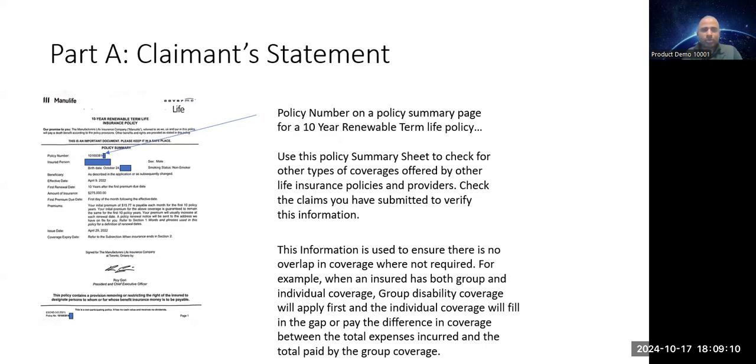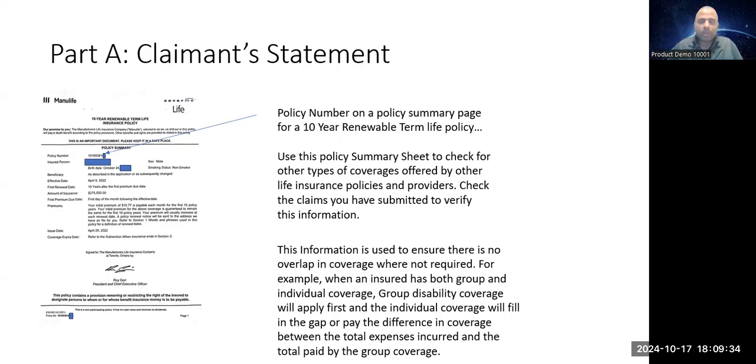Okay, so that's your policy summary page, your summary sheet, which may be used to check for other types of coverages offered by other life insurance policies and providers. This information is also used to make sure there's no overlap in coverage where it's not required. What they mean by that is, say, for example, you have two kinds of policies. One is your group, another one is your individual policy.